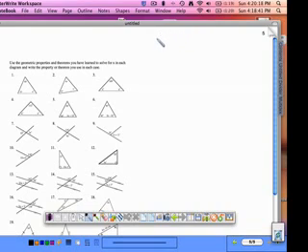First we're going to be working with the Triangle Sum Theorem, which says that all three angles in any triangle have a sum of 180 degrees. So in number 1, we'll use the Triangle Sum Theorem. And we'll start by writing an equation.